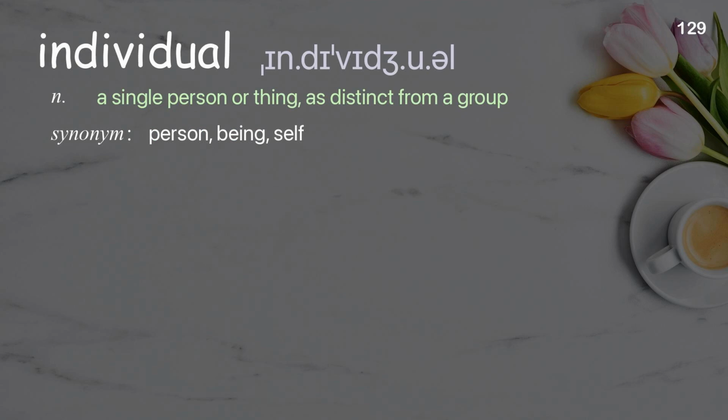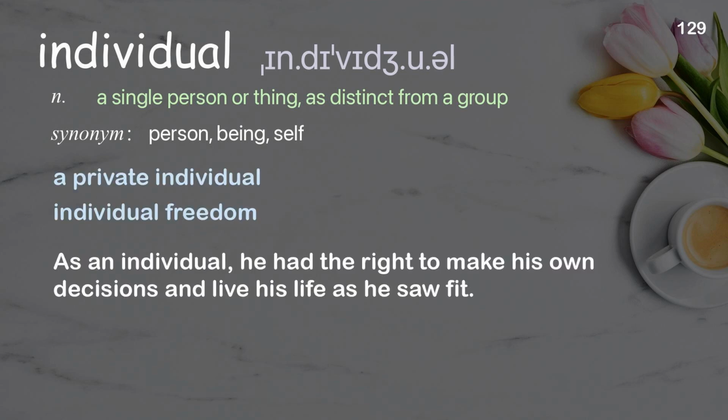Individual: a single person or thing, as distinct from a group. Examples: A private individual, individual freedom. As an individual, he had the right to make his own decisions and live his life as he saw fit.